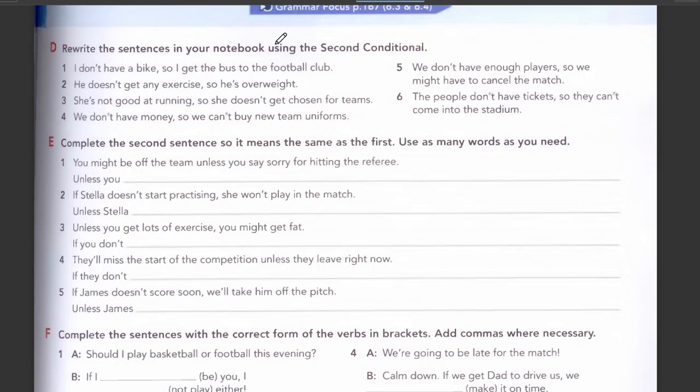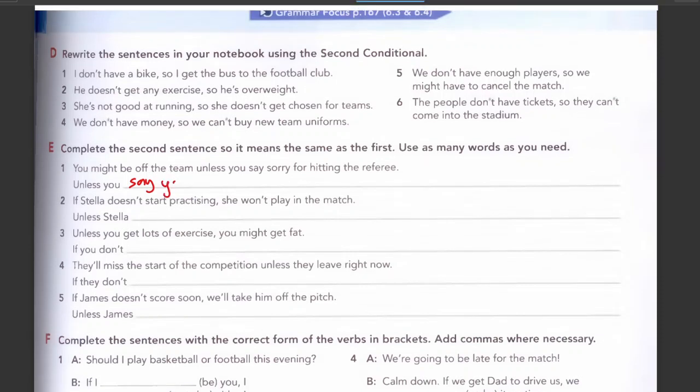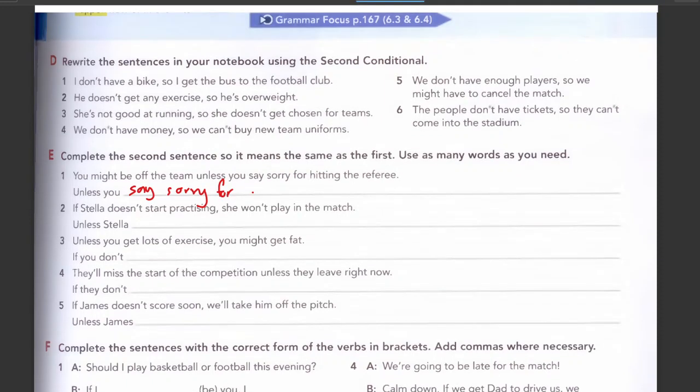Unless you, we'll do number 1 together. Unless you say sorry. What's that? Oh no. That is not what I wanted to write. Alright, it's gone now. Unless you say, I keep spelling the wrong word. Sorry for this. Okay, now I can spell sorry. Unless you say sorry for hitting the referee.